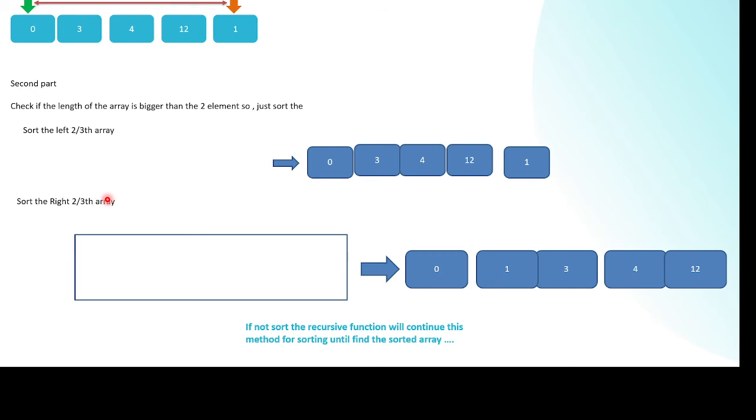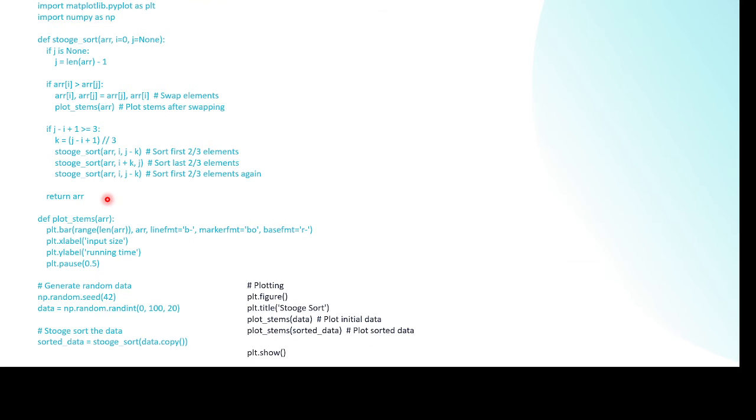So we will sort our list based on the best case and based on the two-third state: sort the left two-third array and sort the right two-third array. This is the source code in PyCharm, and in this step I created a graphical display, a presentation of this structure.